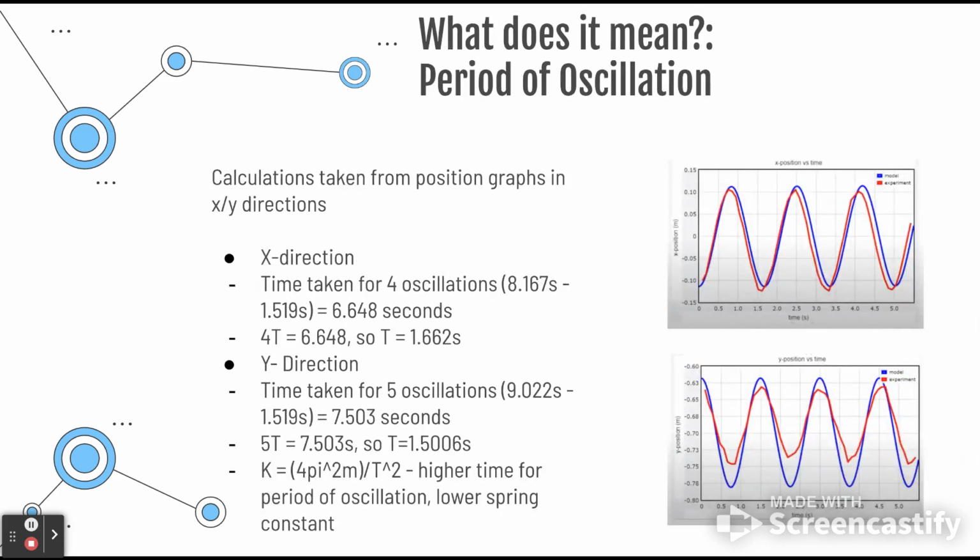So what does it mean, period of oscillation? So I calculated these numbers from the x and y position versus time graphs. I found that the time taken for the 4 oscillations in the x direction was 6.648 seconds. And then I found that T equals 1.662 seconds. And in the y direction, I found that the time taken for 5 oscillations was 7.503 seconds. So then T would equal 1.5006 seconds. And then this is the formula I used for k. And then the higher the period of oscillation, the lower the spring constant.